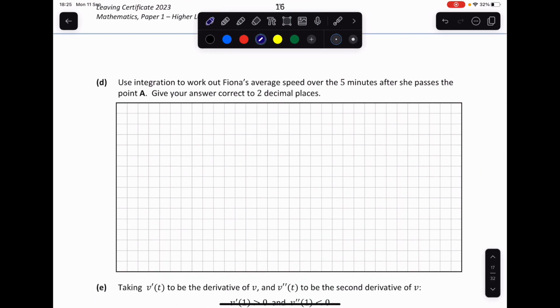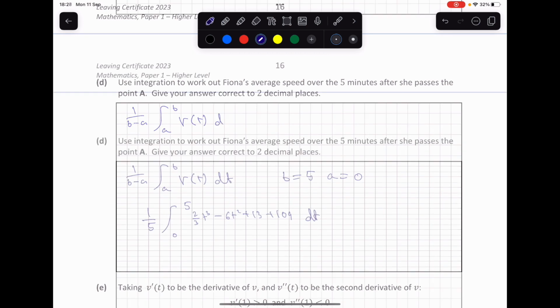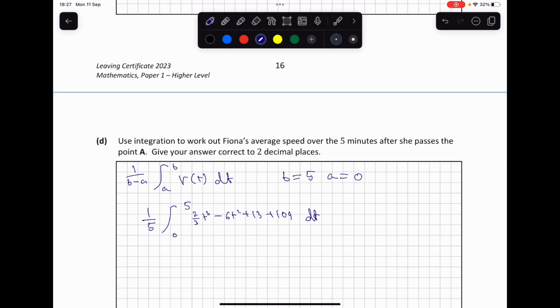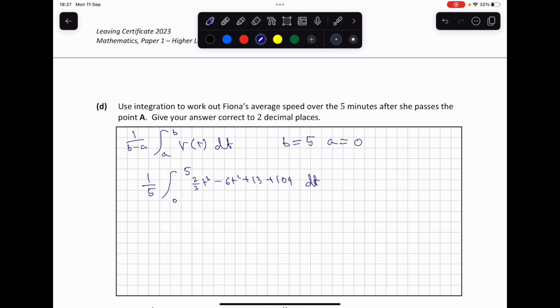Use integration to work out Fiona's average speed over the 5 minutes after she passes the point A. Give your answer correct to 2 decimal places. So what we're going to have to use is the average value integral theorem, which is 1 over b minus a times the integral from a to b. In this case, it's V(T) dT. Okay, so we've written our formula down.